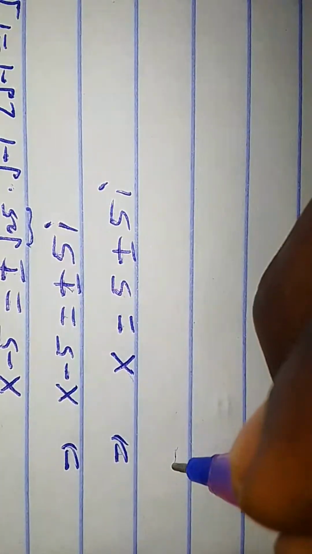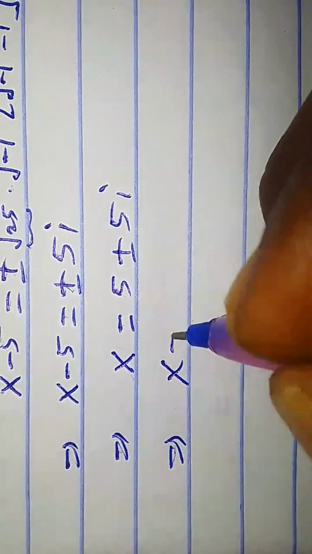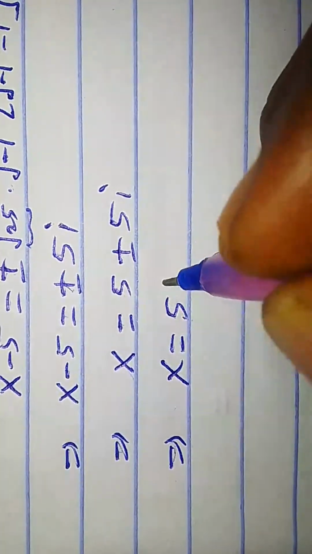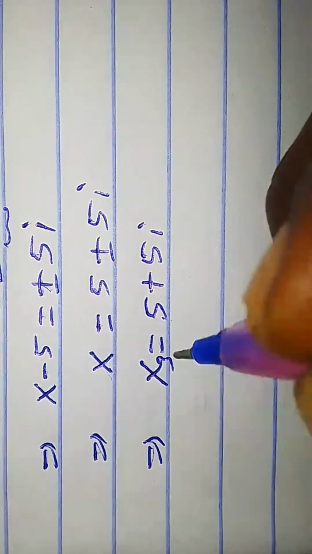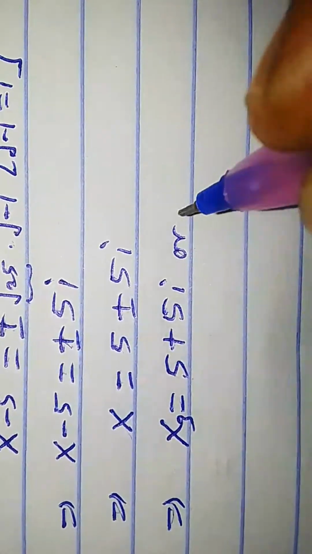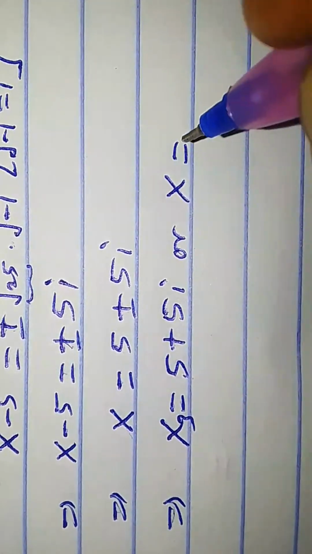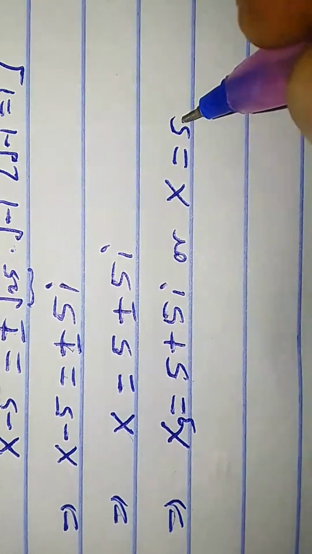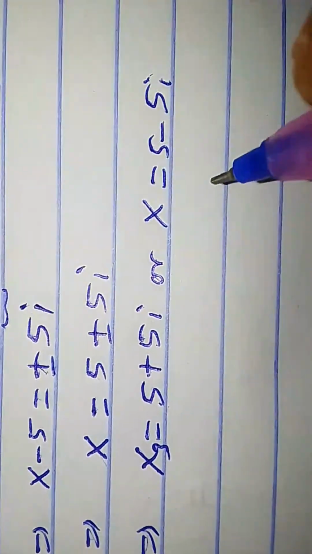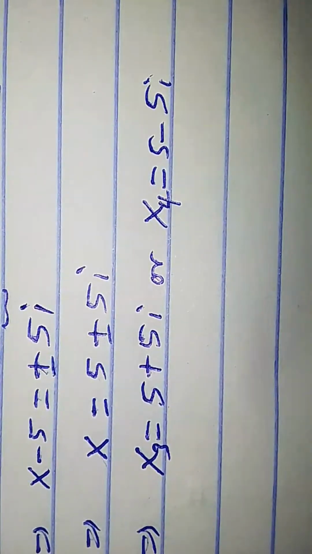So as a result of this, x is equal to 5 + 5i. Let us call this x3. Or x equal to, considering the negative sign, 5 − 5i. So this is x4.